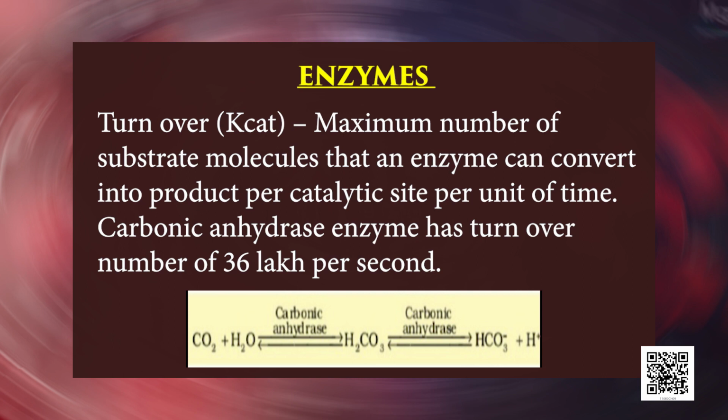This enzyme is present in the RBC. It helps in the transport of carbon dioxide in the form of carbonic acid during respiration. As you can see on the screen, it helps in the joining of carbon dioxide and water to form carbonic acid. High turnover number of enzymes explains their remarkable effectiveness even though they occur in minute quantities in a cell. Higher the turnover number, the more efficient the enzyme is.